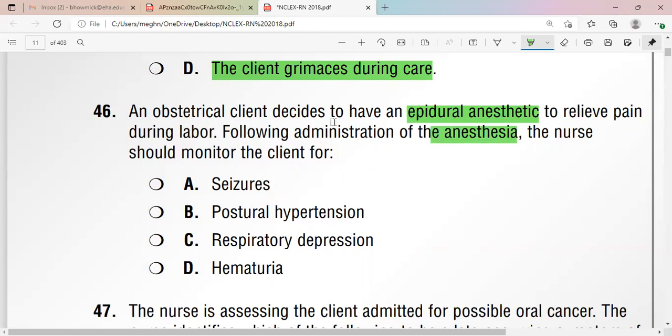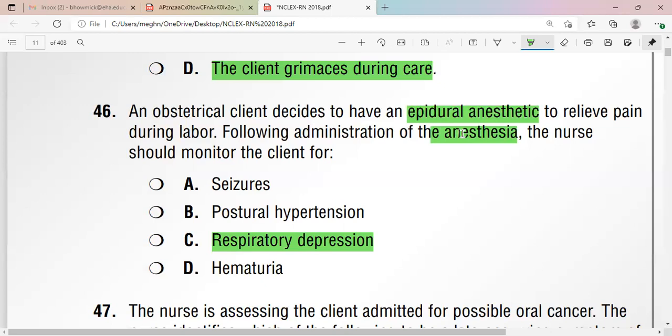So keep in note, the patient needs epidural anesthesia. During administration of anesthesia, what should the nurse monitor the client for? The correct answer is number C, respiratory depression. Why? Epidural anesthesia involves injecting an anesthetic into the epidural space. If the anesthetic rises above the respiratory center, the client will have impaired breathing. Thus, monitoring for respiratory depression is necessary.